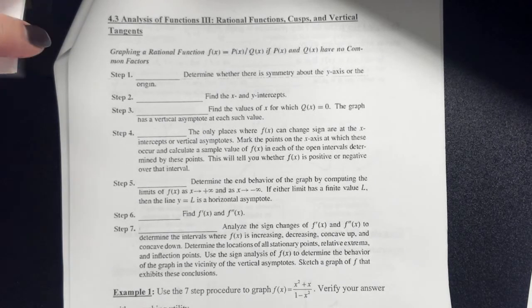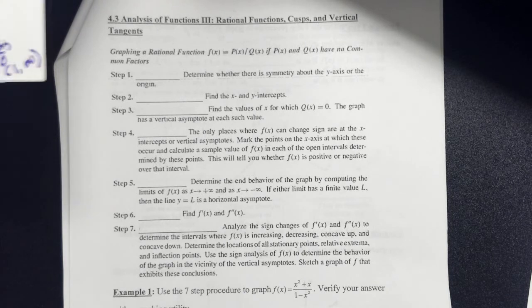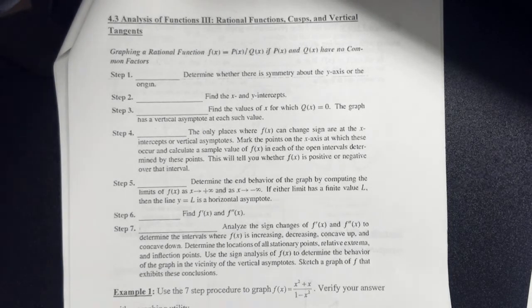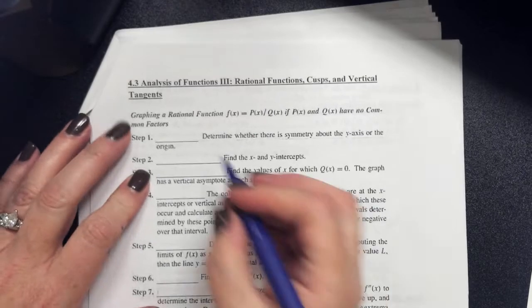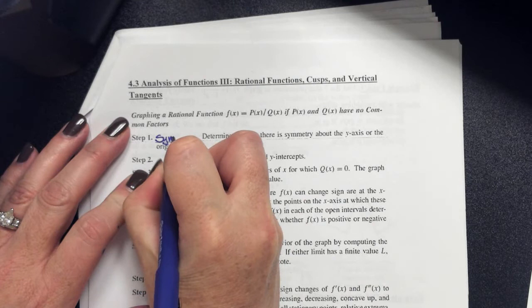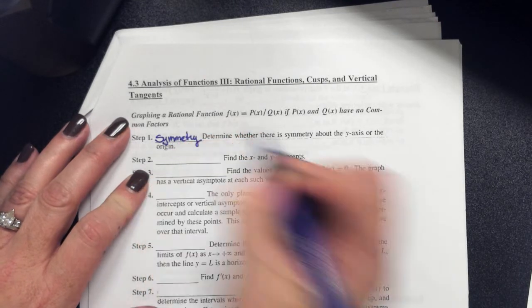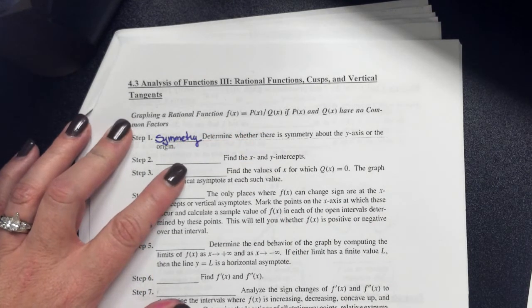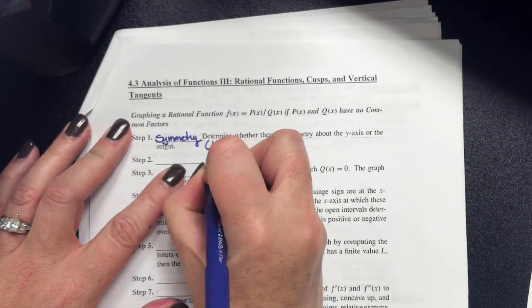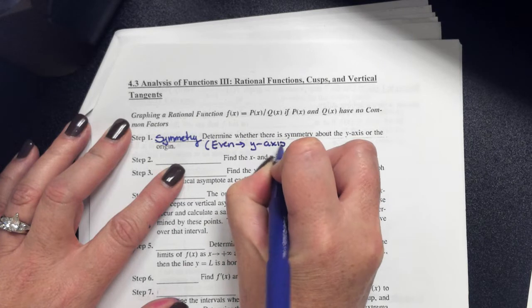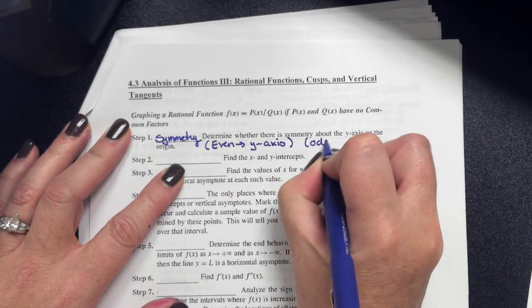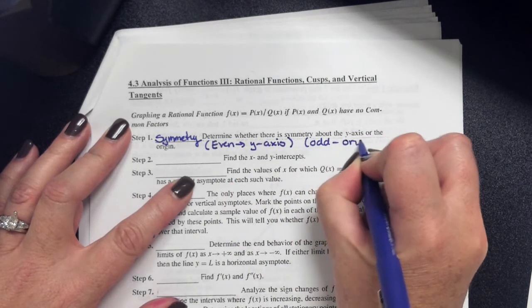You may want to go out of order when you're graphing some of these, but this is what you should be able to do with any rational function. First of all, you should want to determine whether there's symmetry about the y-axis or the origin. Remember, this goes back to even functions are symmetrical about the y-axis. Odd functions are symmetrical about the origin.